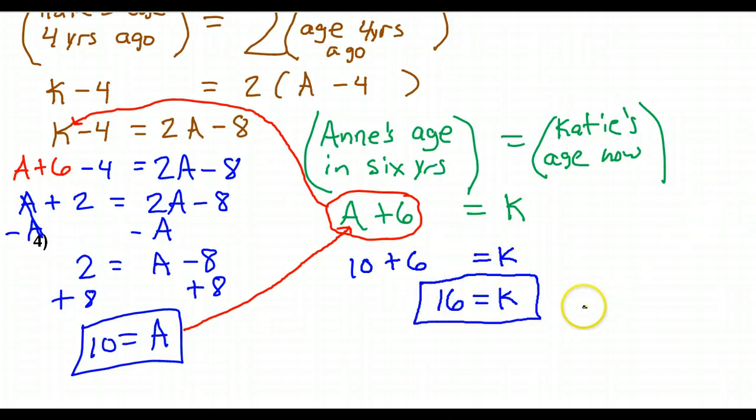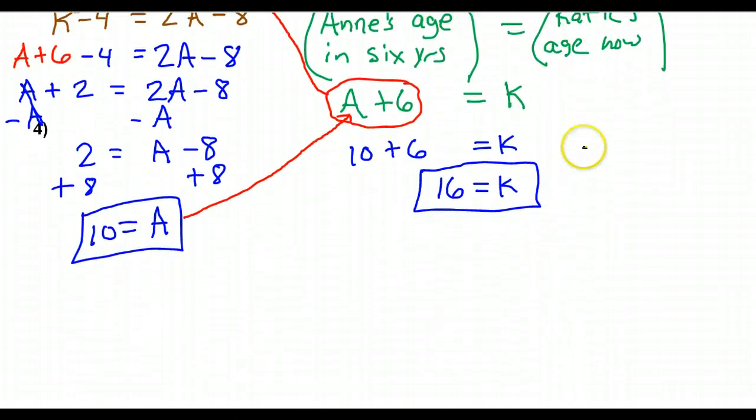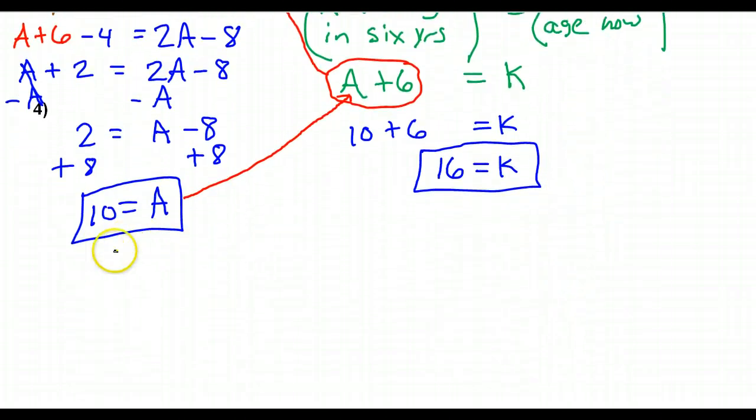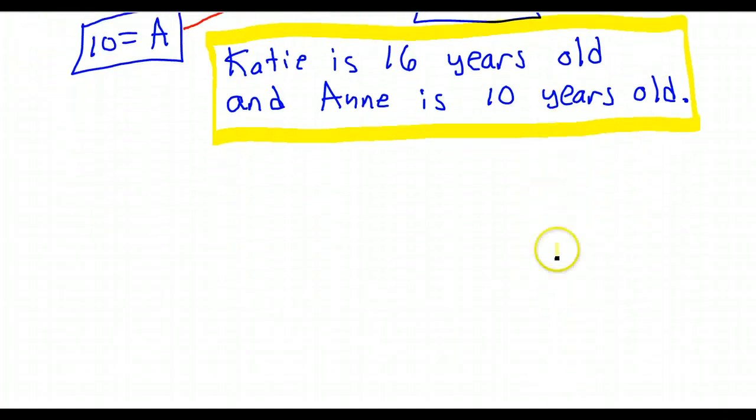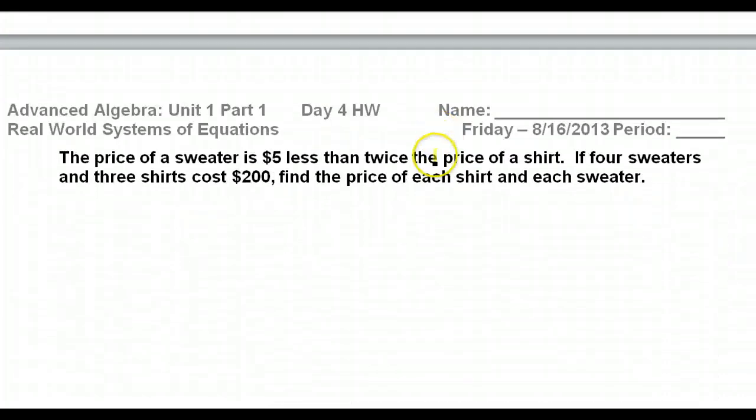Alright, so once again, before you consider yourself finished, write an answer sentence. So there's your final answer. Katie is 16 years old and Anne is 10 years old. Alright, so that is a typical problem. So let's move on. I think that was number 3.